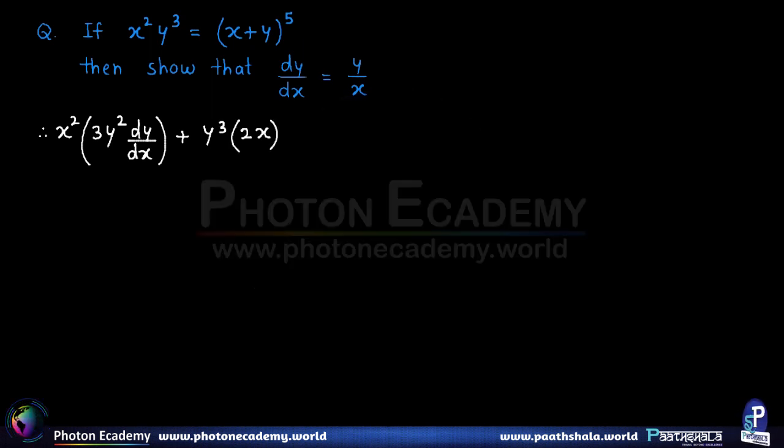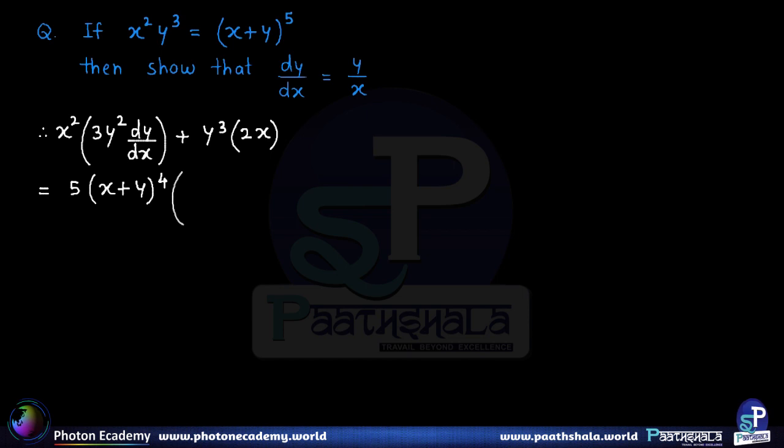That's the differentiation of the left hand side, is equal to, now on the right hand side we have (x plus y) whole raised to 5. Its derivative is 5 into (x plus y) raised to 4, multiplied by the derivative of (x plus y) itself, isn't it? Which is nothing but 1 plus dy by dx.